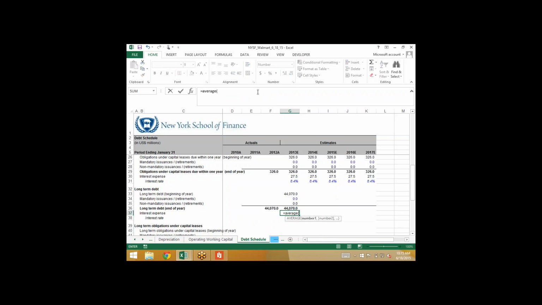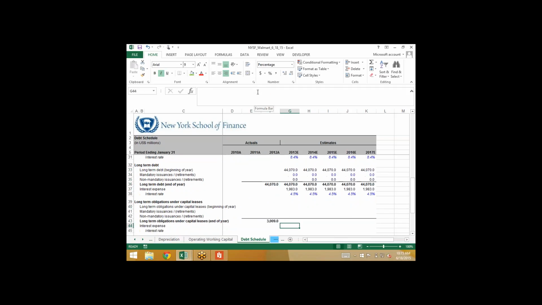So I'm going to take the average of this year, comma last year, times that 4.5%. I'm just going to copy everything to the right. Real simple. Guys got it?